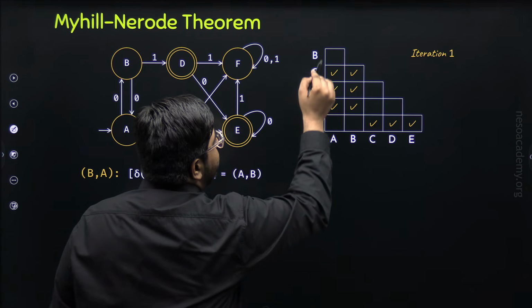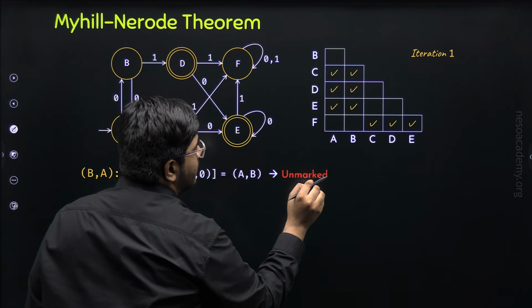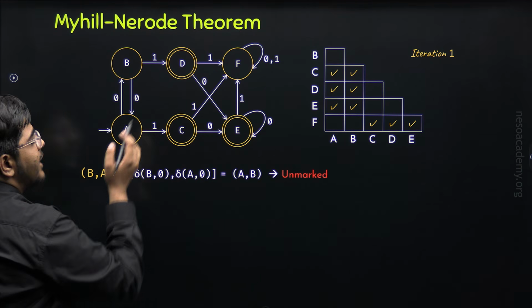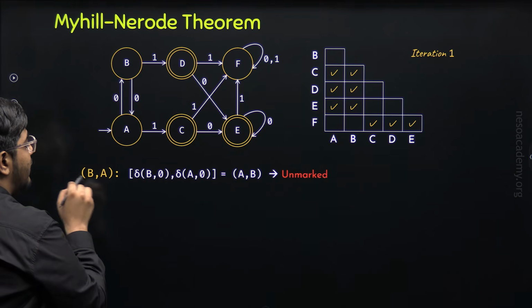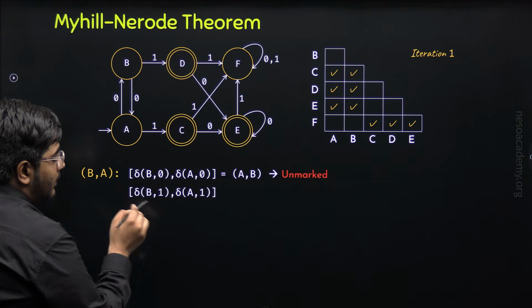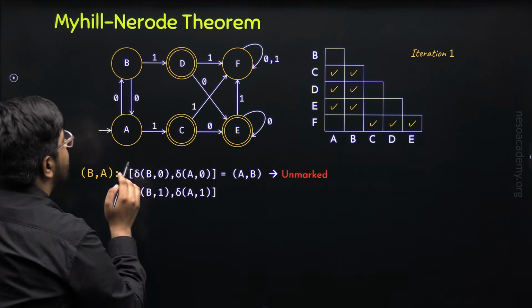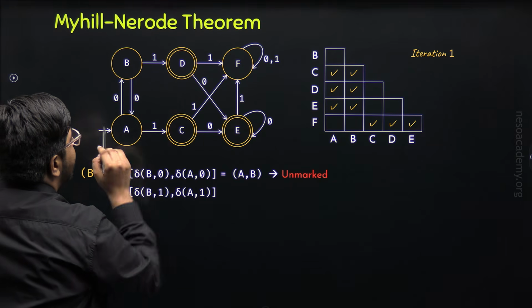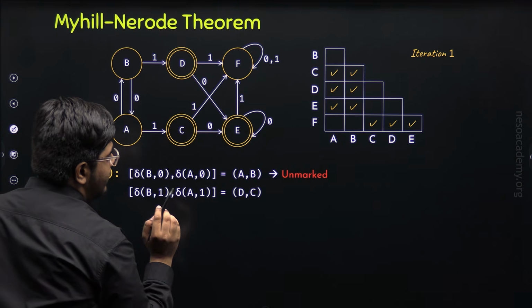A, B, this pair, it is unmarked. So A, B is unmarked. No problem. Let's check for the another input symbol, which is 1. So for 1, we will write delta B, 1, delta A, 1, like this. Now we will calculate B, 1 and A, 1. B, 1 is D and A, 1 is C. So we will get D, C.